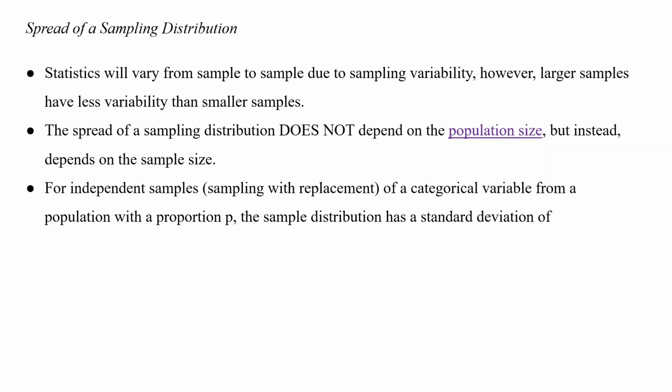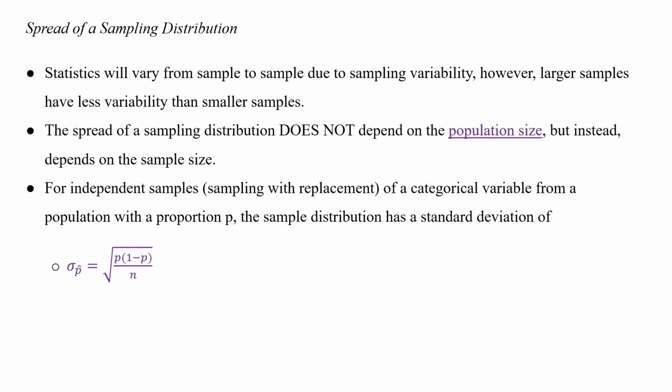So for independent samples, basically when we sample with replacement from a population, or independent samples such as rolling a die, flipping a coin, when we have things that we sample that are naturally independent, or if we sample with replacement, the sampling distribution has a standard deviation of this. The standard deviation of our sampling distribution is equal to this formula: the square root of p times 1 minus p, all over n.